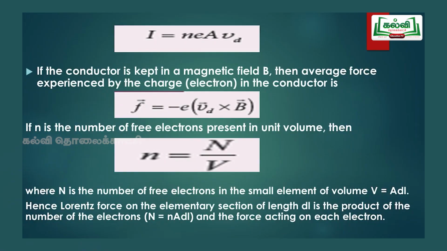Now we have to write the relation for this current, that is, we know the formula I is equal to n e A vd. We have studied this in our current electricity chapter. Now the conductor is kept in a magnetic field B. Now what will be the average force experienced by the charges? So the formula is F vector is equal to e into v cross B, that is vd cross B.